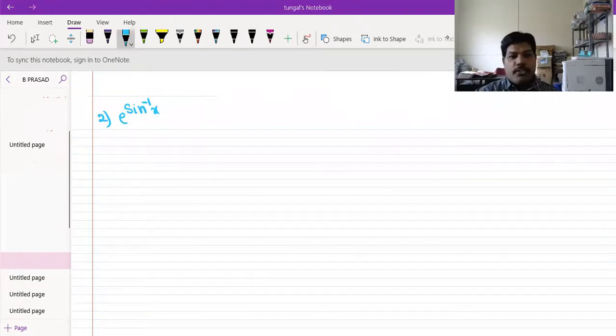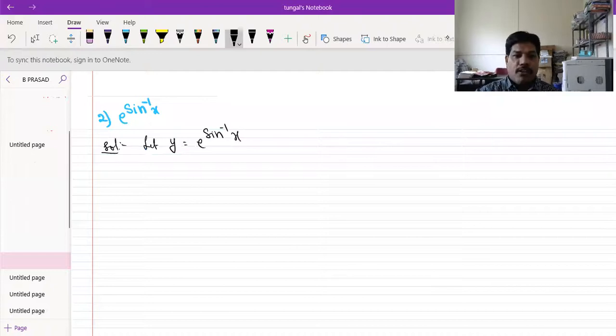See the next question. It's question number 2. e power sin inverse x. So what will we do with this one, students? Let y is equal to e power sin inverse x. Differentiate with respect to x.